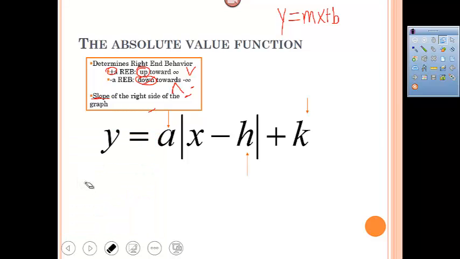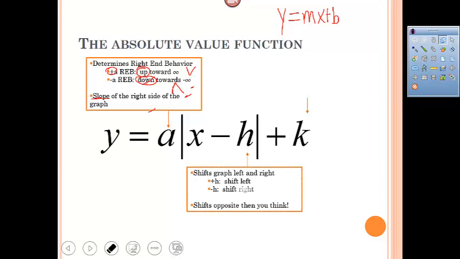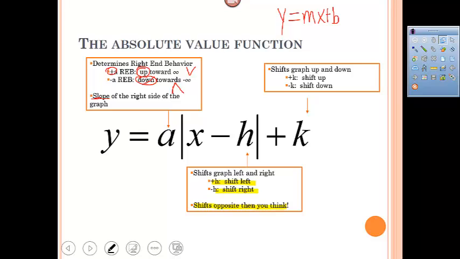The next thing of importance is the h part of the graph, and if you did the Desmos activity, you kind of see that it shifts the parent function either right or left. The main thing you have to remember is that it shifts the opposite way. So if it's a minus, that means it's going to shift to the right. If it's a plus, it's going to shift to the left. So that is stated here. This part here, the k, shifts the parent function up and down. If it's positive, it goes up. If it's negative, it goes down. So that one's not opposite.